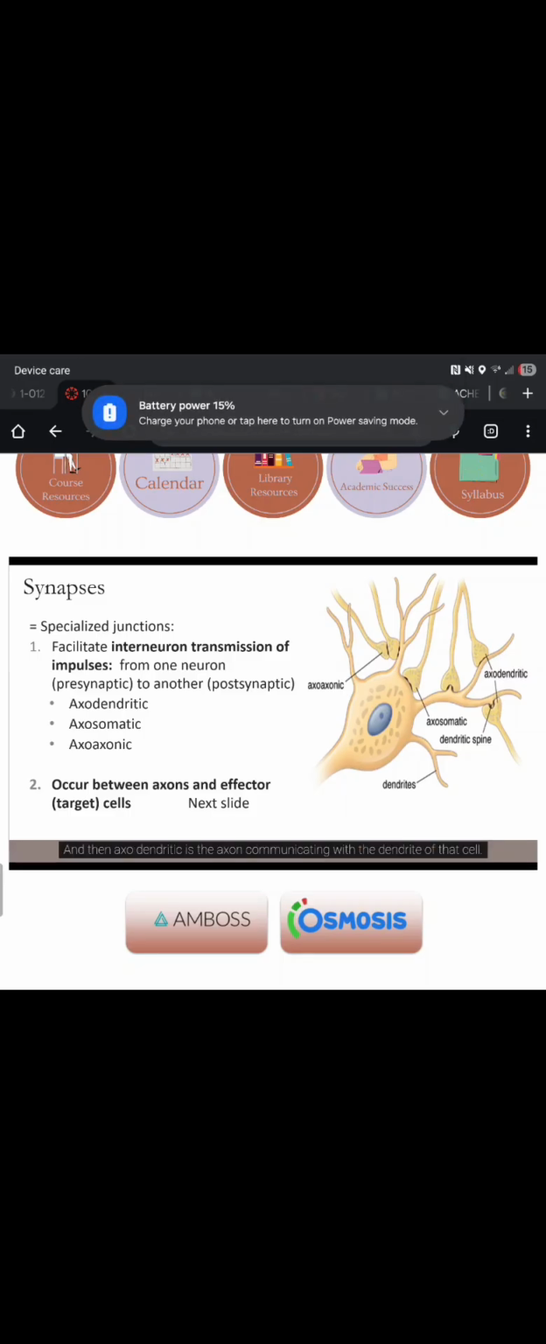Basically, you're just taking the words, right? Axoaxonic means axon to axon. Axosomatic means axon to the actual cell body of the neighboring cell. And then axodendritic is the axon communicating with the dendrite of that cell.